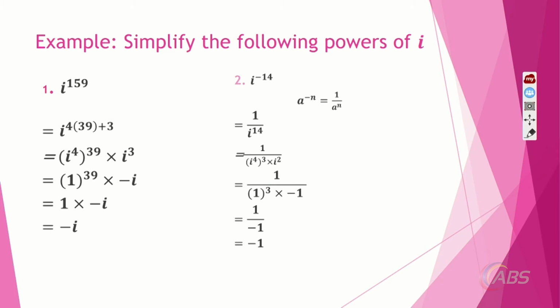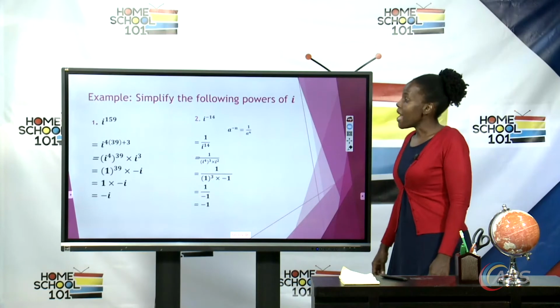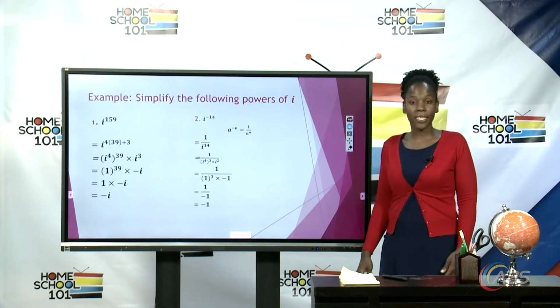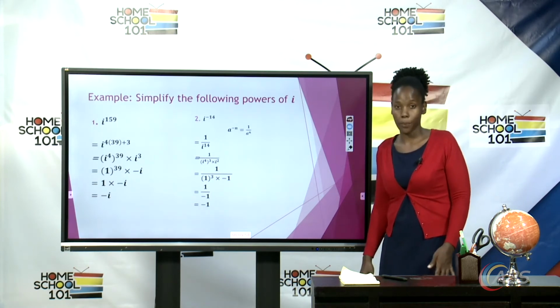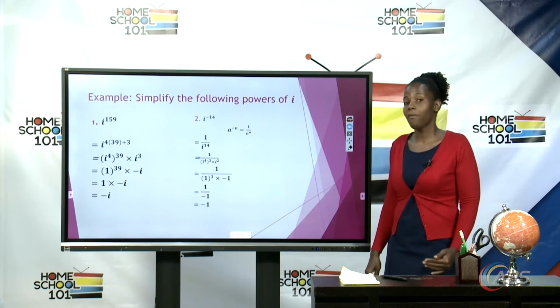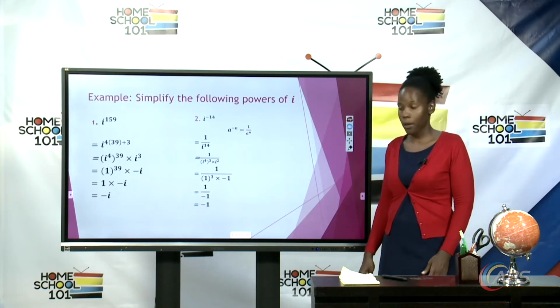So just to recap, once we have a positive power, the result will always be either 1, negative 1, positive i, or negative i. To determine what this is, what we need to do is to try to write the power as either 4n, 4n plus 1, 4n plus 2, or 4n plus 3. In the case of the second example, once I have a negative power, what I will have to do is to simplify using my knowledge of exponents. I get rid of the negative by simply writing it as a fraction, and I proceed as normal.